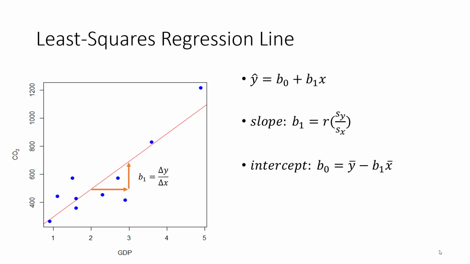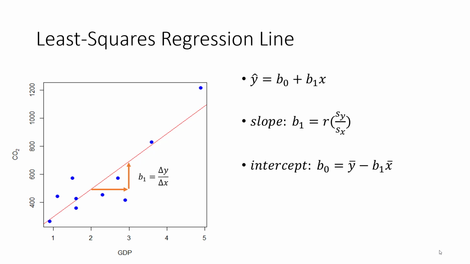A straight line in algebra can be expressed by y is equal to b0 plus b1 times x. b0 is the intercept, which shows the value of y when x is 0, and b1 is the slope, which shows the change in y when there is 1 unit change in x.